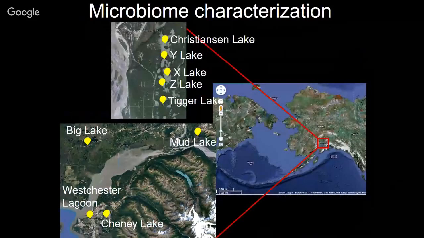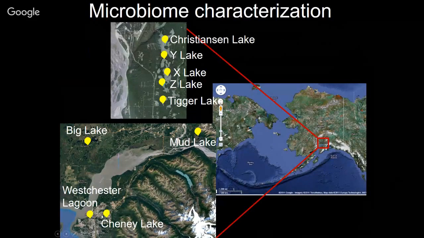And this is a project that we started last year. We've collected fish from the bodies of water seen here. This is Anchorage. University of Alaska Anchorage is right here.